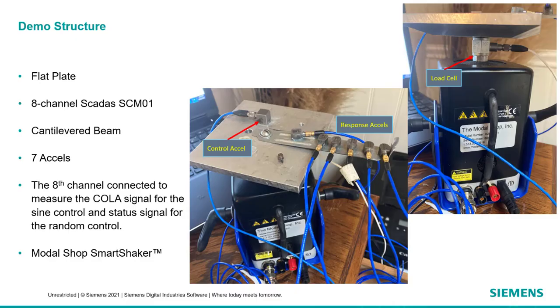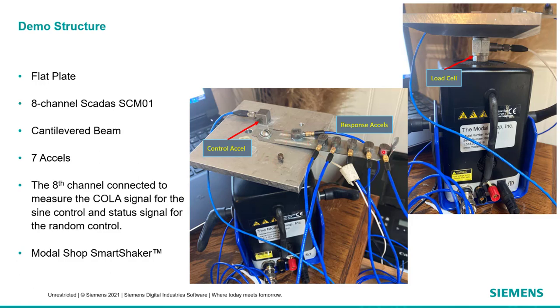So right now I'm going to go to a demo, and I'm going to start up the sine control. Actually, I've already started it, but this is my setup here. It's very simple, good for demos, good for traveling to show demos. It's a little mobile shop shaker with a built-in amplifier, and I've got this flat plate mounted on it. And then I've got a number of accelerometers along here for response.